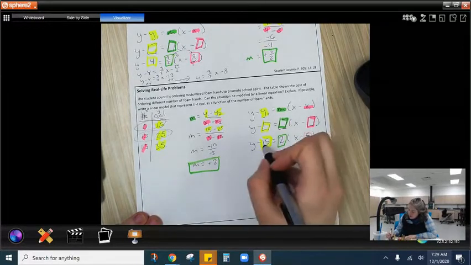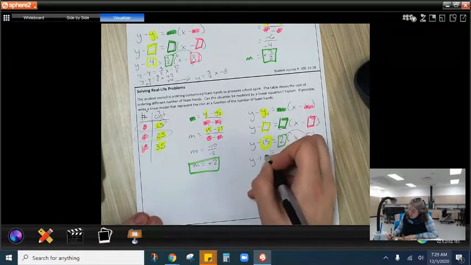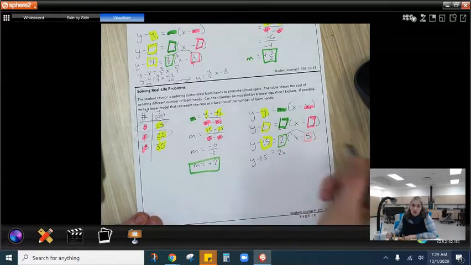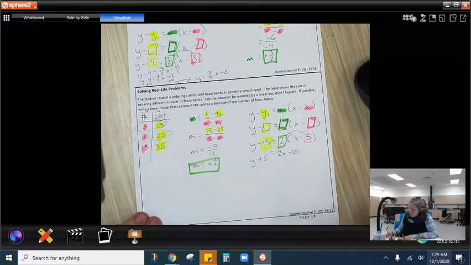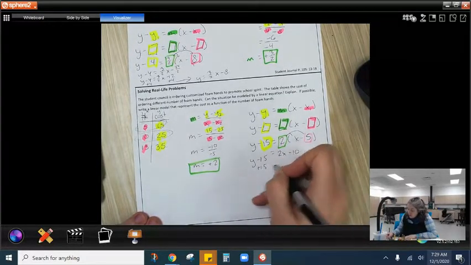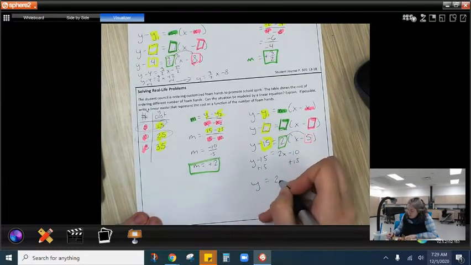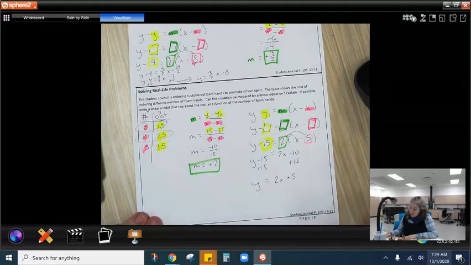So let's distribute our 2. So we get y minus 15 is equal to 2x, right? 2 times x is 2x. And then 2 times negative 5 would be negative 10. Now I need to add 15 on both sides. And we have y is equal to 2x. Negative 10 plus 15 is a positive 5. It's a positive 5.